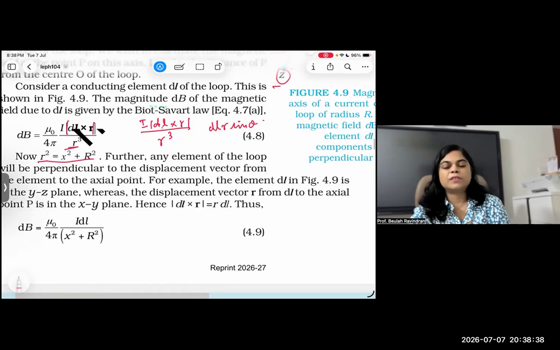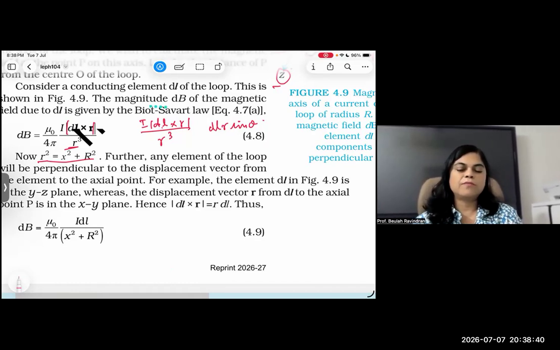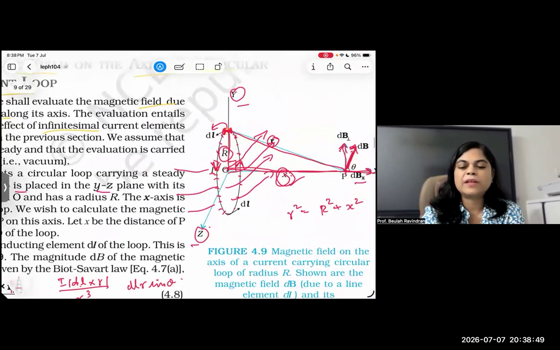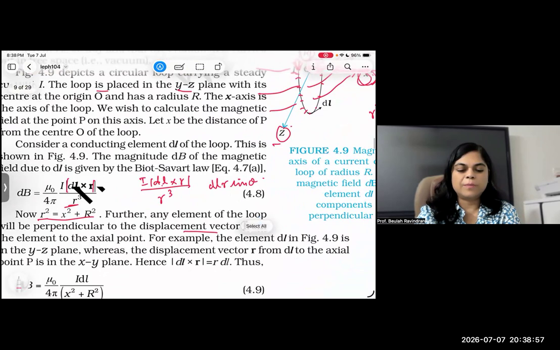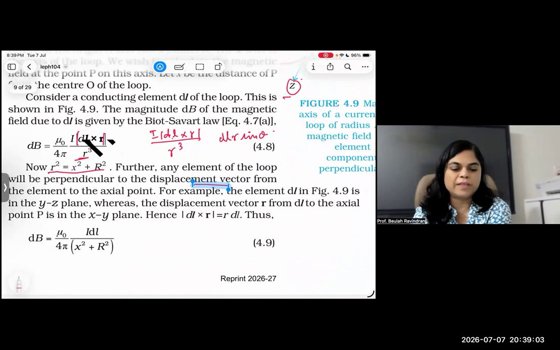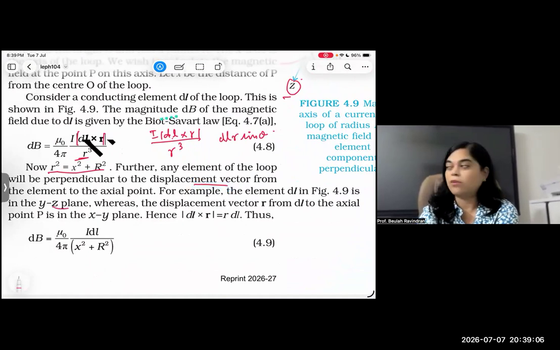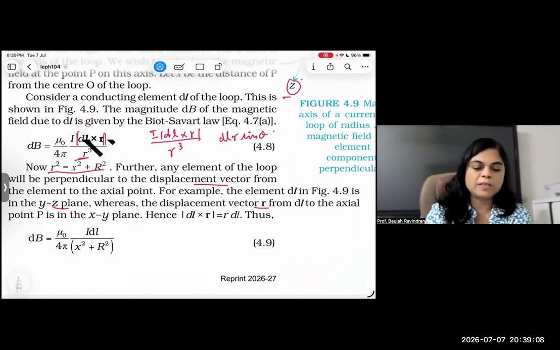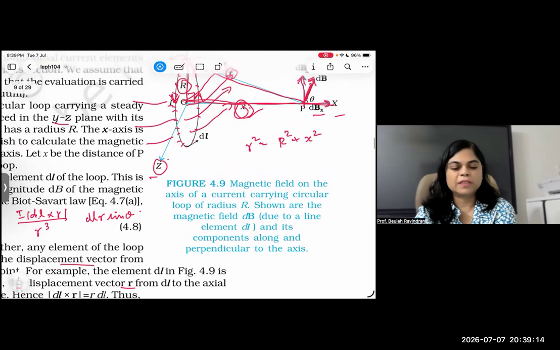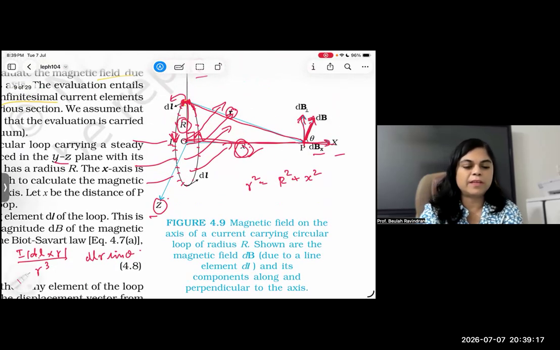Okay, then if you substitute for theta, any element of the loop will be perpendicular to the displacement vector, from the element to the axial point. Okay. So for example, the element dl in the figure 4.9 is in the YZ plane, whereas the displacement vector r from dl to the axial point is in the XY plane. So the YZ plane and XY plane are perpendicular. See here, let me explain again.